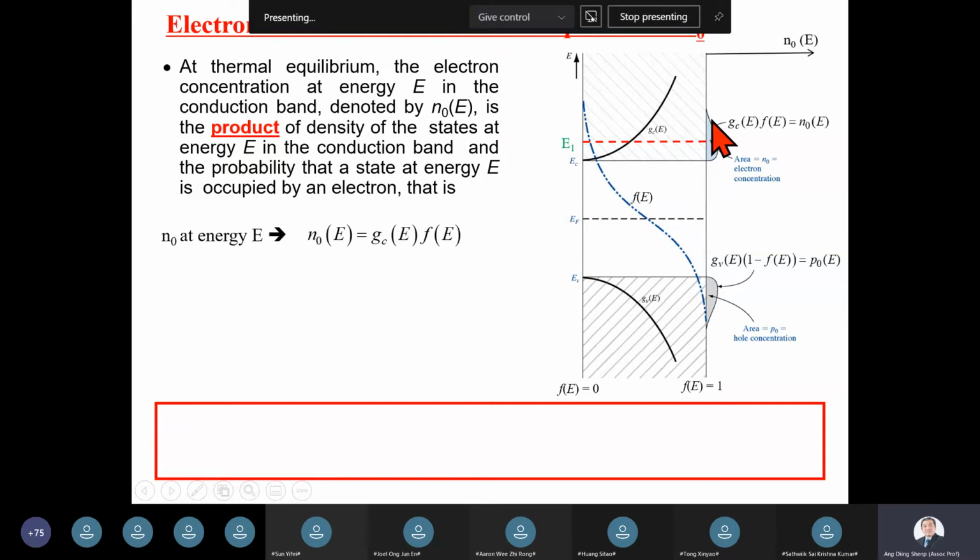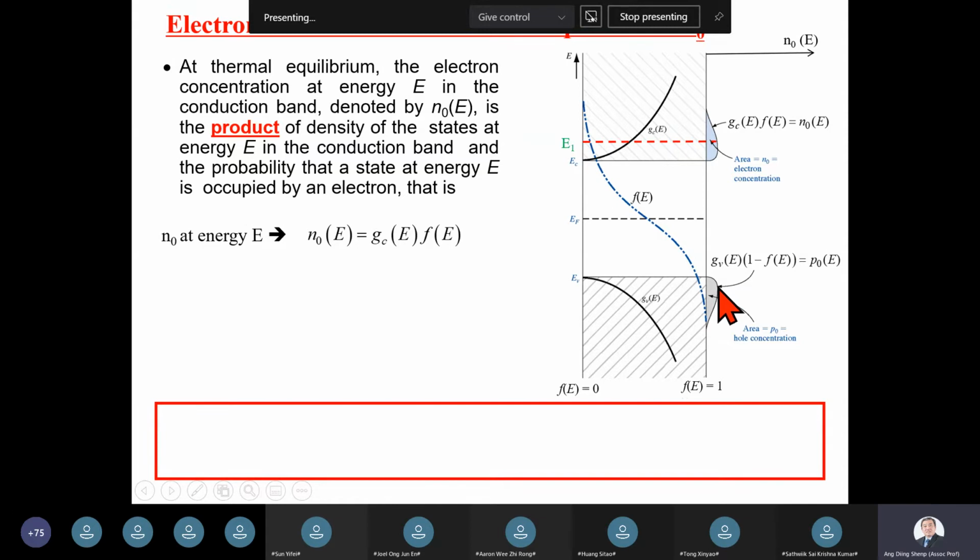So it will tend towards 0 eventually if you go deep into the conduction band, because the probability of finding an electron at a very high energy level is practically 0. Even though there are available energy states, you don't see electrons there. So the electron concentration actually peaks at a certain energy level here. Similarly, the same concept applies to the holes. The hole occupancy is not only determined by the number of available energy states, but also by the probability. So the concentration of holes peaks somewhere here.